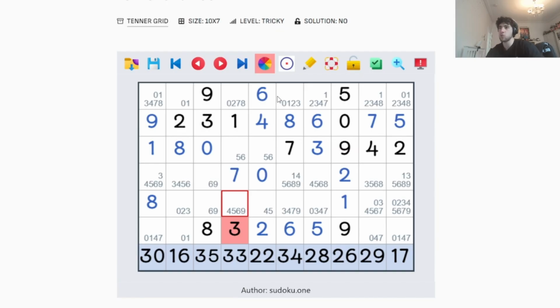If this is a 4, well, 4 plus 6 plus 8 is too small. Also, 5 plus 6 plus 8 is too small. 6 plus 6 plus 8 is also too small, right? Because that's 20, we need to make 22. So this would have to be a 9, but then that forces these two cells to be a 6, which contradicts the adjacency principle. So this cell down here has to be a 4 or a 7, which is nice.